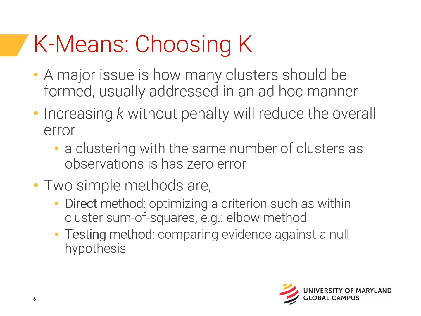To tackle this challenge, two primary approaches have emerged in the data science community. The first is the direct method, which involves optimizing a specific criterion, such as the within cluster sum of squares. This method seeks to find the value of K that strikes a balance between capturing the underlying structure of the data and avoiding overfitting. One popular technique within that direct method is the elbow method.